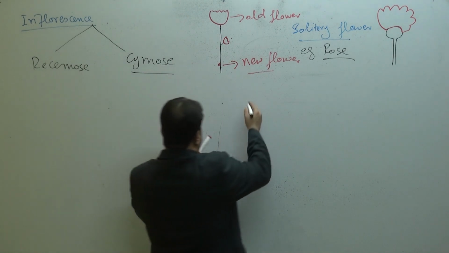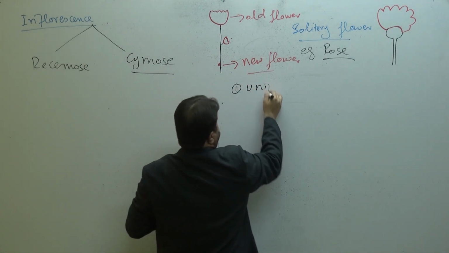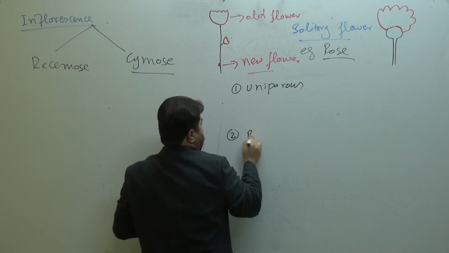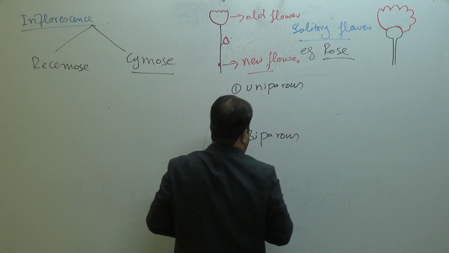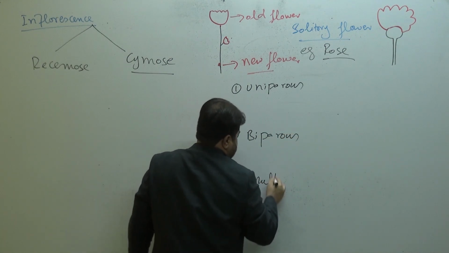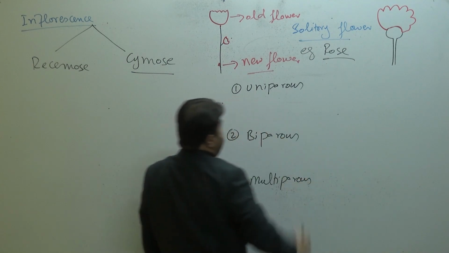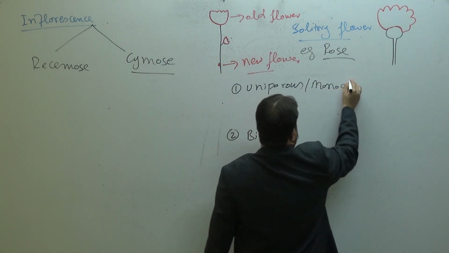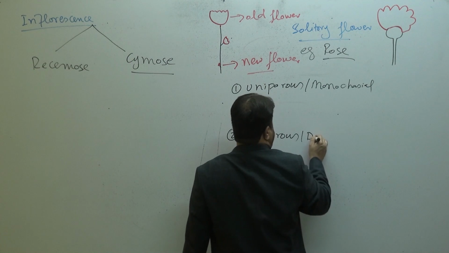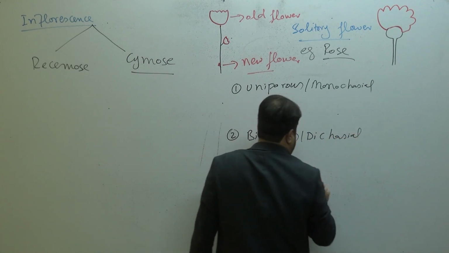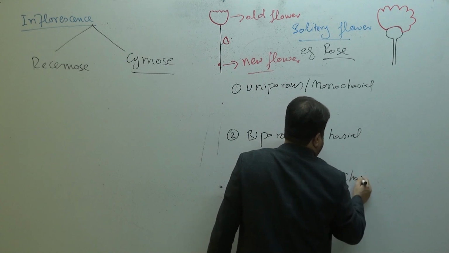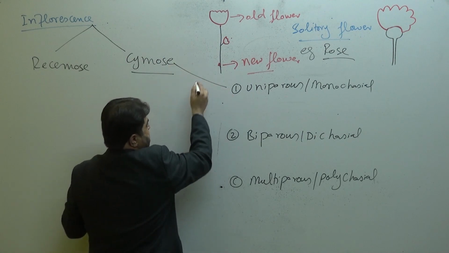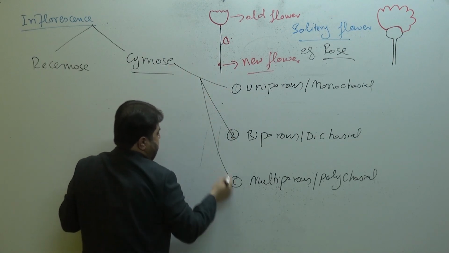Cymose is divided into three types: uniparous, biparous, and multiparous. These are also called monochasial, dichasial, and polychasial. So these are the three different types of cymose: uniparous, biparous, and multiparous.